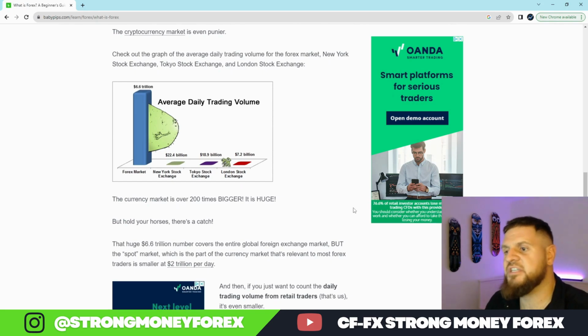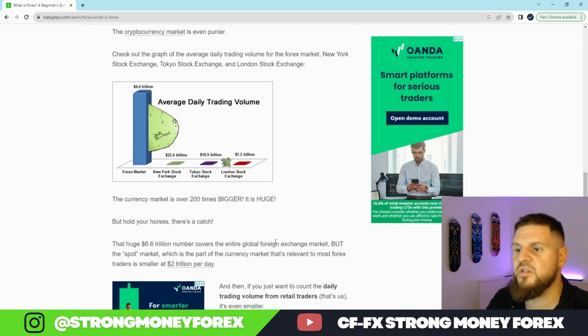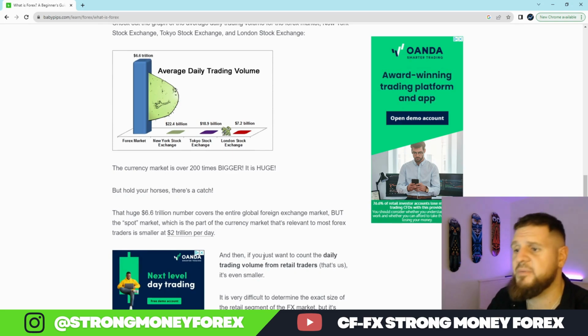That huge 6.6 trillion number covers the entire global foreign exchange market. But the spot market, which is the part of the currency that's relevant to most Forex traders, is smaller than 2 trillion per day. But when you think about it, 2 trillion is pretty phenomenal still. And again, that's why it's so popular to be traded.